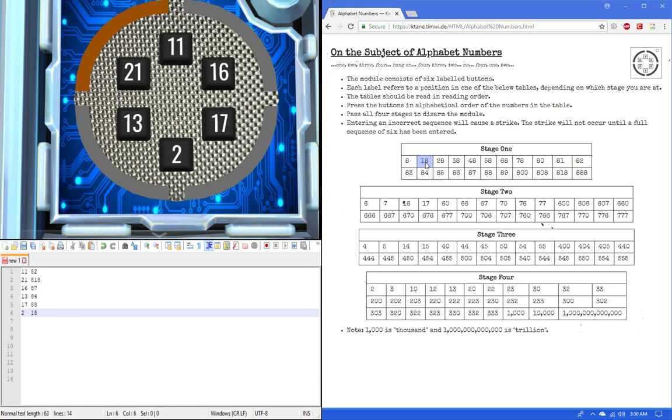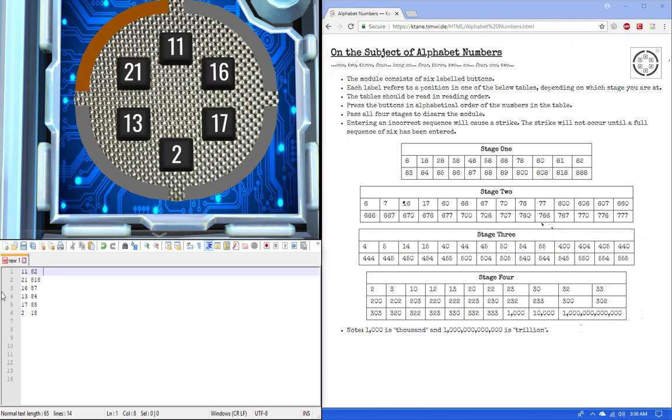So, you would think it would be as easy as arranging them by just going in increasing order. Obviously, you would press the 2, then the 11, then the 13, then 16, 17, and 21. Unfortunately, that is not the case. You have to arrange them alphabetically.